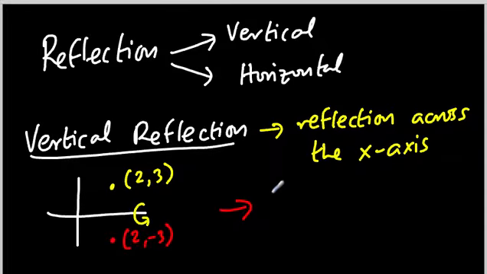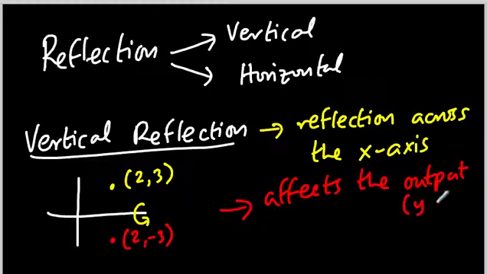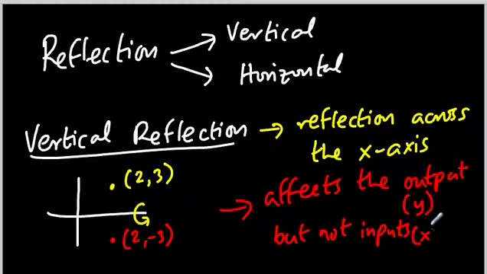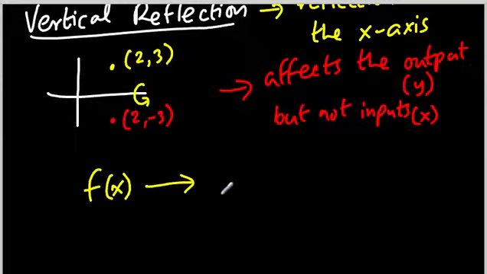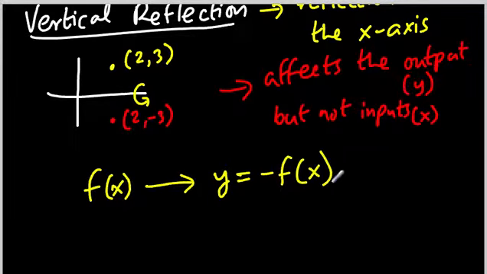So the thing to remember is vertical reflections affect the output, in other words, the y values, but not the inputs, in other words, the x values. And the way we write a vertical reflection looks like this. Say, for example, we have an original function f of x and we transform it with a vertical reflection, the transformed function looks like this: y equals -f of x. So let me explain why.